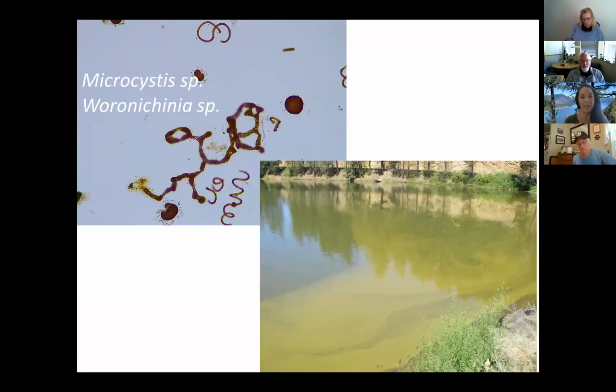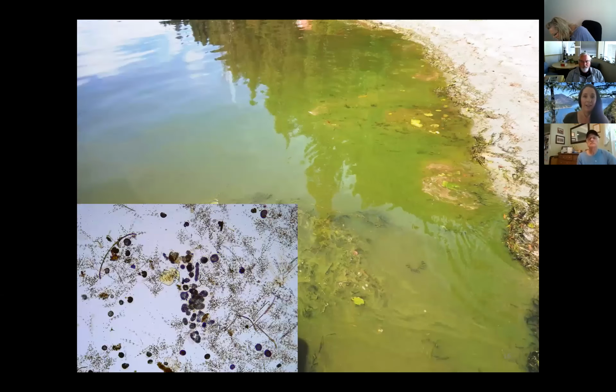Microcystis and Wernichia. Microcystis looks like a paint splotch, and Wernichia looks like a little cocklebur, I guess. Those two were also players in the Twin Lake bloom last year. And this is a picture of a bloom that was happening on Fernan Lake. This is an actual picture of a scum that we saw in Upper Twin Lake.